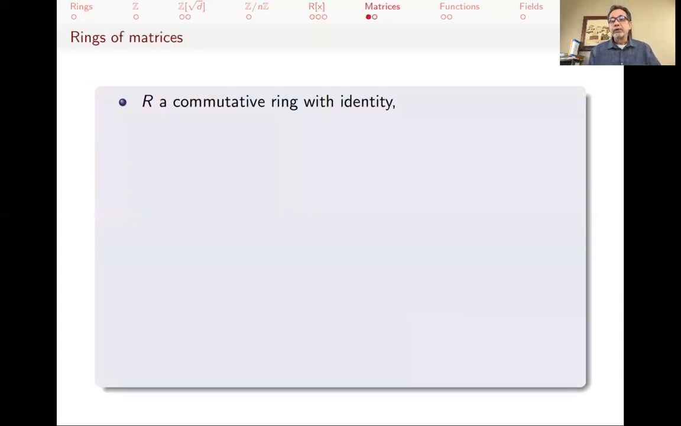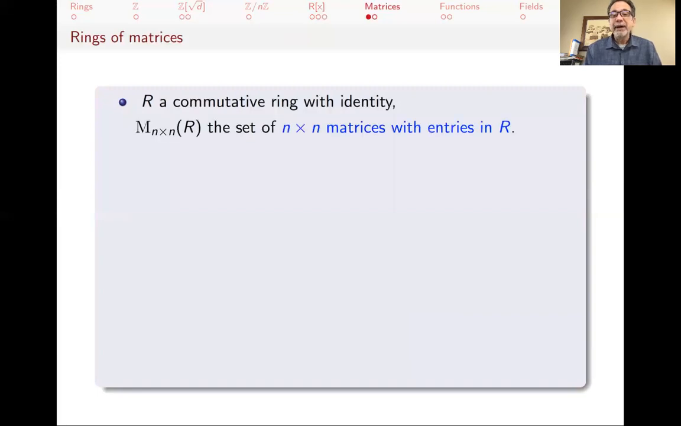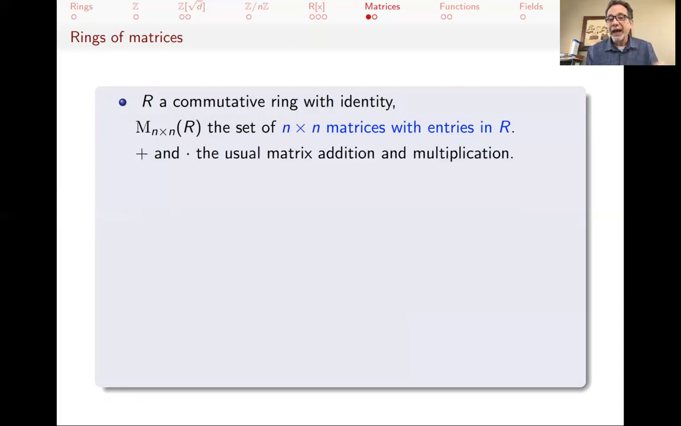Okay, moving on. Now we want to talk about rings that we can make out of matrices. So again, we start with a commutative ring with identity, and then we look at n by n matrices whose entries are from that commutative ring. We add and multiply those matrices using the usual matrix addition and multiplication. This is not commutative anymore. So this is not a commutative ring anymore. It's a ring with identity, but not a commutative ring because matrix multiplication is not commutative.